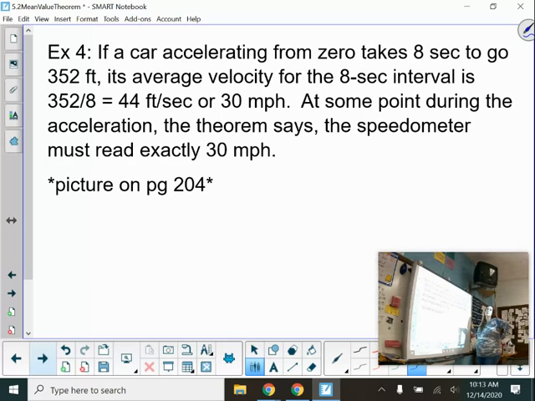If you get up to 50 miles per hour in 5 seconds, there had to be at least some point where you were going 10 miles per hour because 50 divided by 5 is 10. And that's the mean value theorem. It only works if your function is continuous on the closed interval, differentiable on the open interval, and speeds in a car are going to be continuous because your car can't jump miraculously from one speed to another without first hitting everything in between.